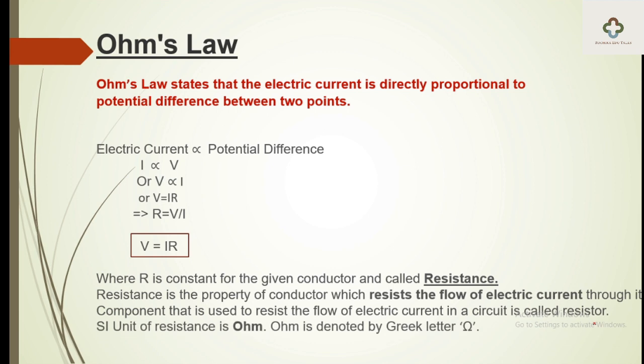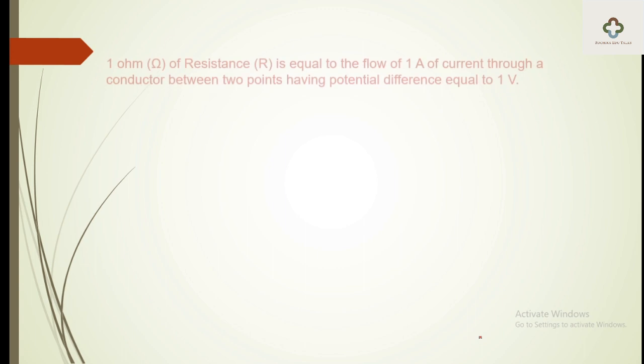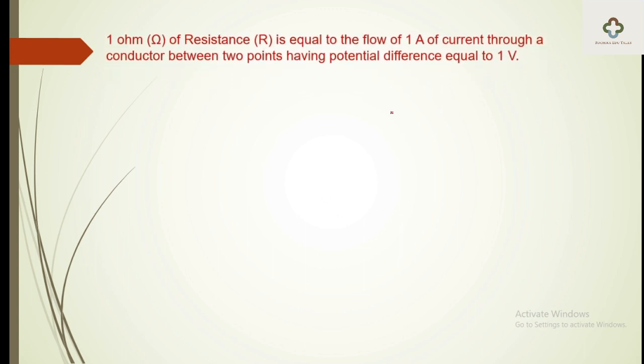Now, any physical quantity has some SI unit. The SI unit of resistance is ohm, represented by this symbol Ω. Now, if I want to define the unit, then we need to use the formula. 1 ohm is nothing but 1 volt upon 1 ampere. 1 ohm of resistance is equal to the flow of 1 ampere of current through a conductor having a potential difference equal to 1 volt. So this is the definition of 1 ohm.